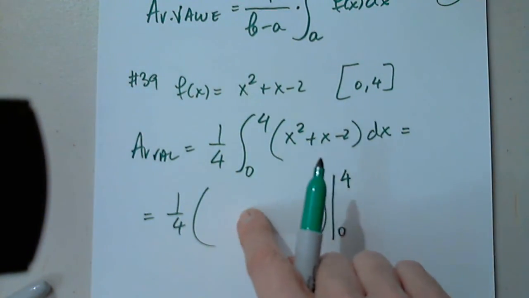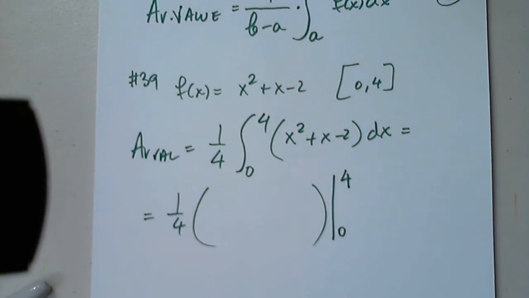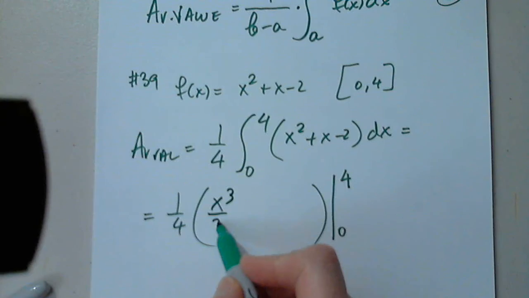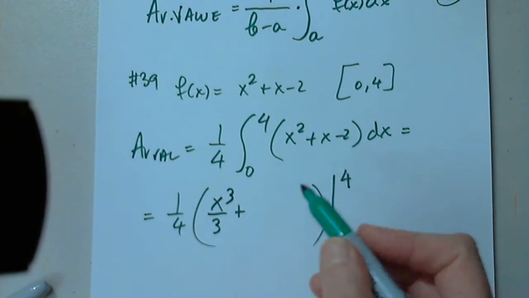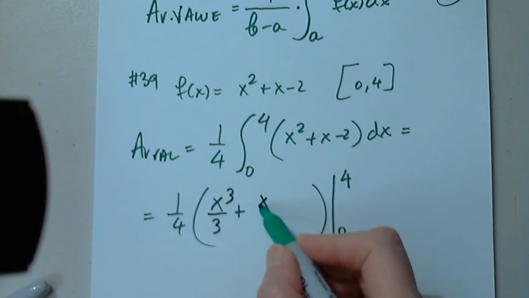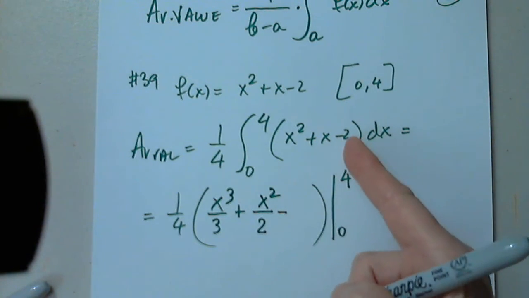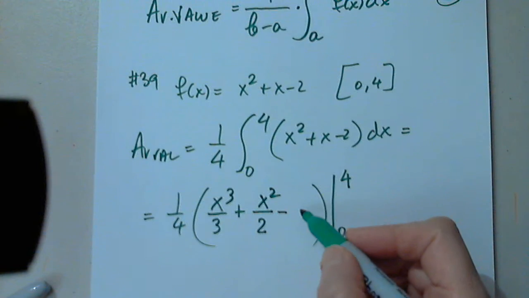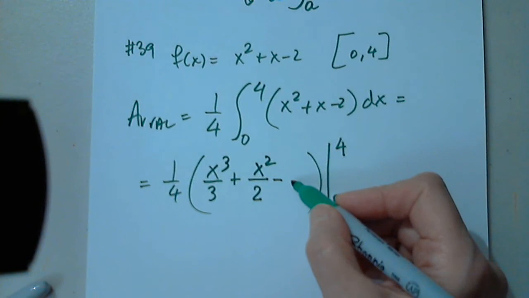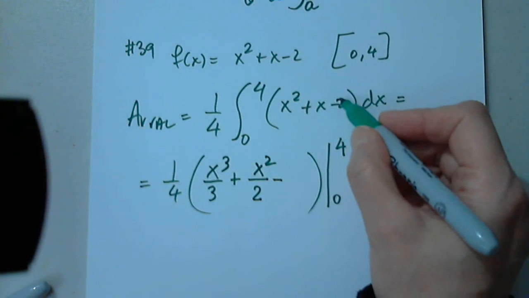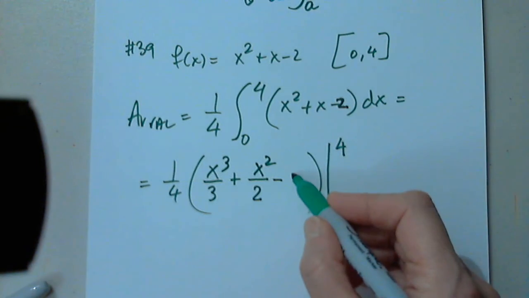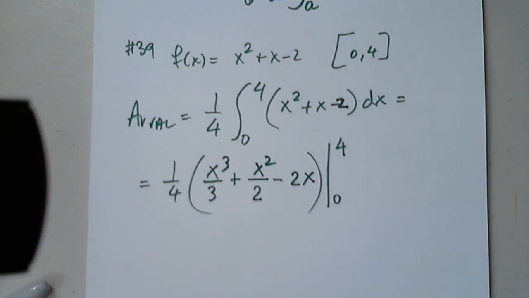Can anyone give us the antiderivative here so we can put it in? X to the power of 3, yes, awesome, plus x squared over 2, very good, and minus 2x. Very good, great.